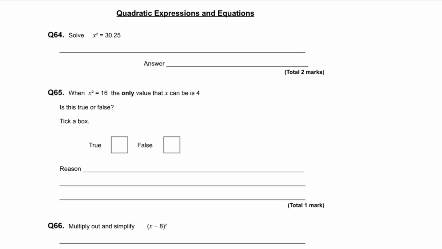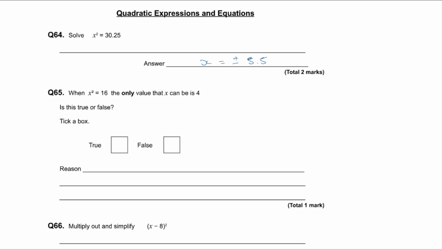Next up, quadratic expressions and equations. So 64, solve x squared equals 30.25. Okay, so if I want x, I'm going to have to root both sides, aren't I? So x is going to be the square root of 30.25. So what is the square root of 30.25? That's 11 over 2, or 5.5. Okay, so then x is going to be equal to plus or minus 5.5, because both negative 5.5 squared is positive 30.25 and positive 5.5 squared is as well. It's always two answers when you square root an answer like that.